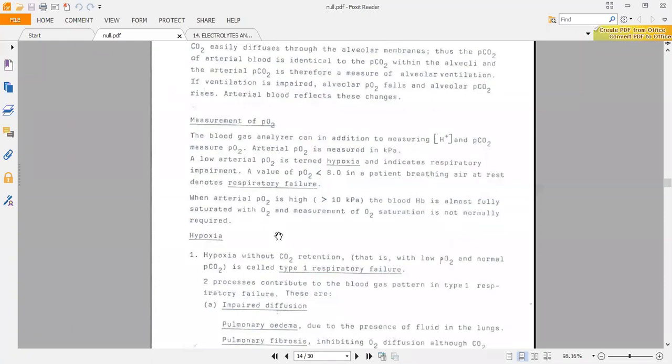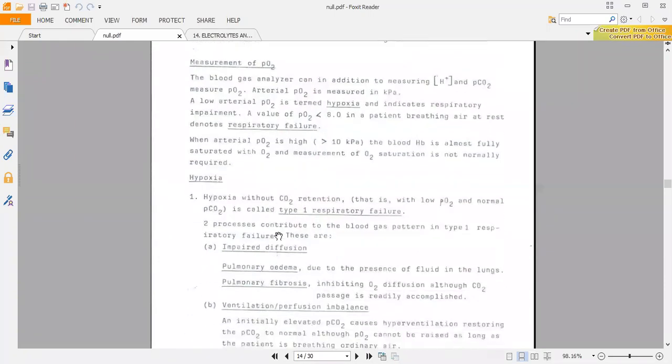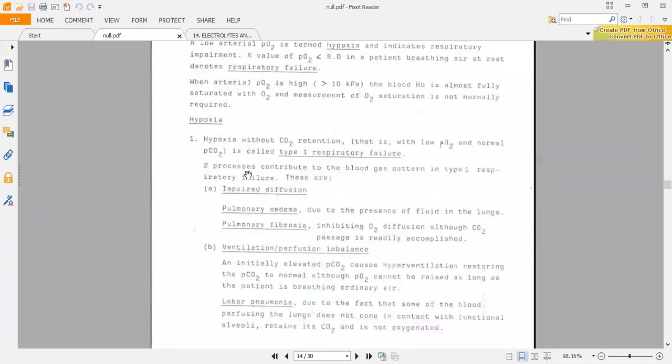Now when you take type 1 respiratory failure, we say it's hypoxia without carbon dioxide retention. That is low partial pressure of oxygen and normal partial pressure of carbon dioxide. This is what is called type 1 respiratory failure. Now, what can lead to this? There are two major causes of this. The first one is impaired diffusion.